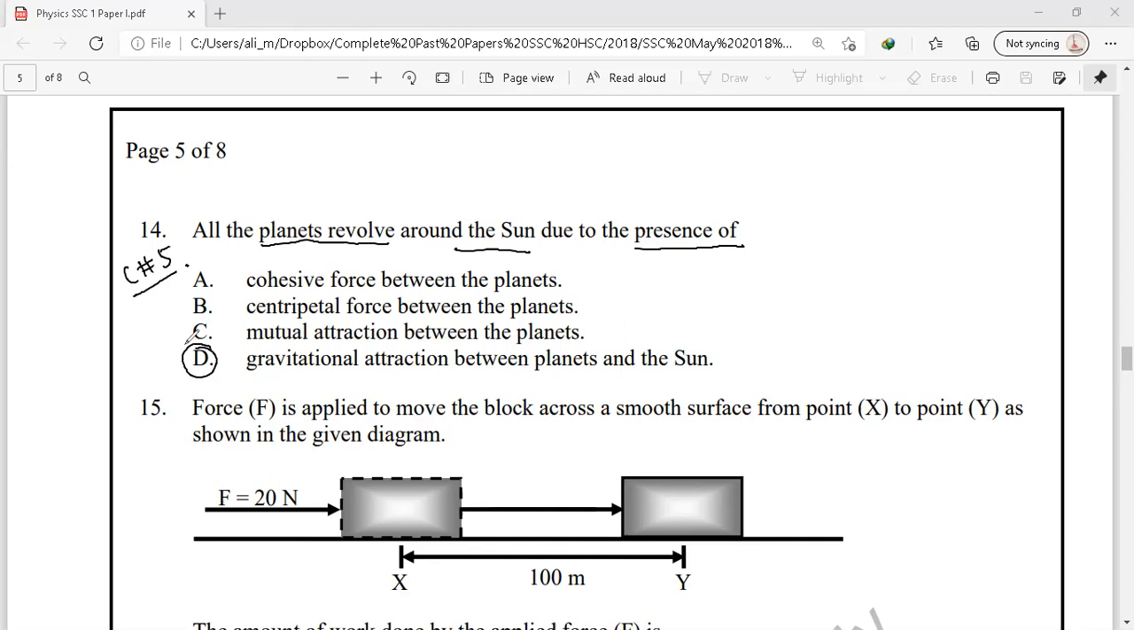This is the same force that exists between Earth and Moon, and between the satellites and the Earth, which all move in a circular path around the Earth. So let's move to another question.